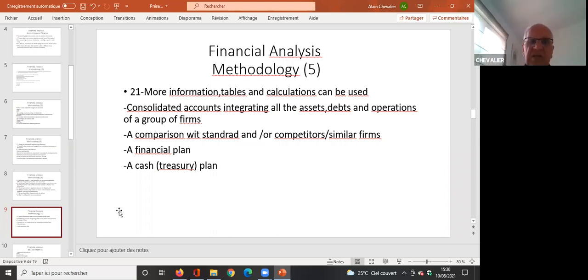You need also, second part here, to present comparisons with standards or competitors or similar firms. I've been working for years in a well-known company, at least in Europe and in America, which is Danone. It's a dairy product company. It is number 3 in Europe. And what do we do in terms of financial analysis?